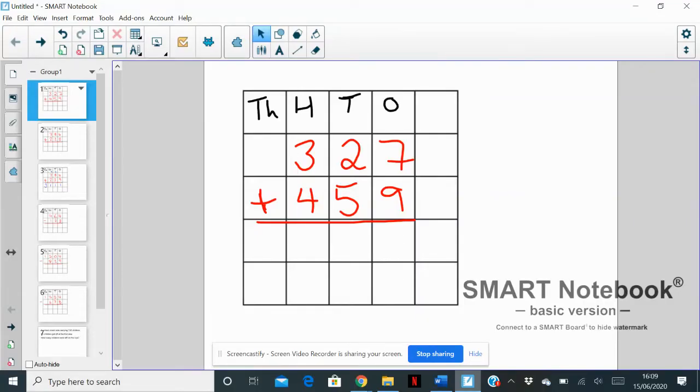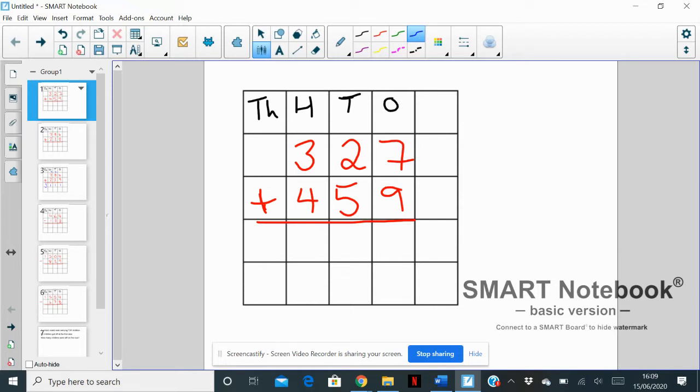Okay, so let's have a look at our column addition first of all. My calculation is 327 add 459. I've set it out in my place value columns, and I've labelled the top of each column just so I'm really sure which digit should be in each column. When we are doing column addition, we need to start in our smallest column. So here, that is the ones column.